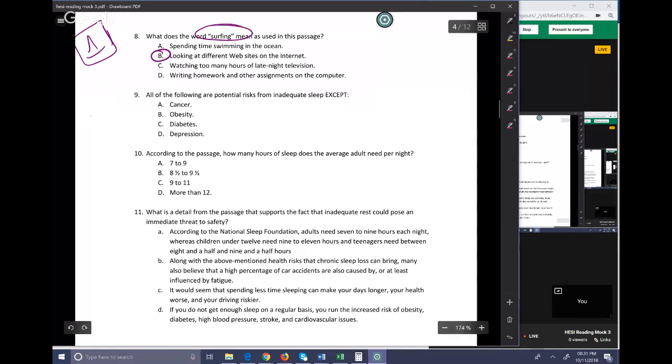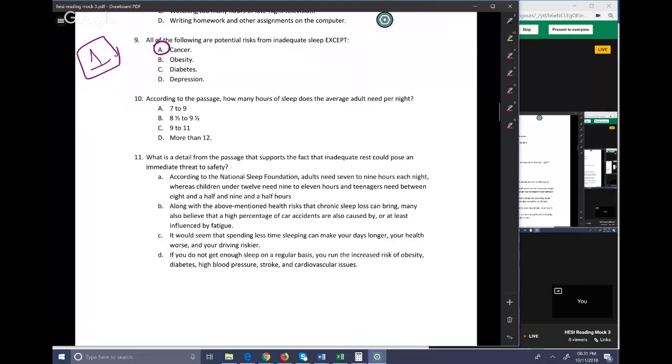Number 9, same thing. It requires you to know what the different focuses were throughout the passage. All of the following are potential risks from inadequate sleep except cancer. We saw a question like this on the last passage too. If you read the passage with the critical strategy and really paid attention, you know they didn't mention cancer. It was the other things that they mentioned.